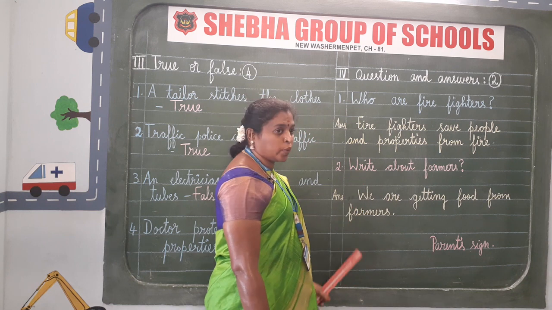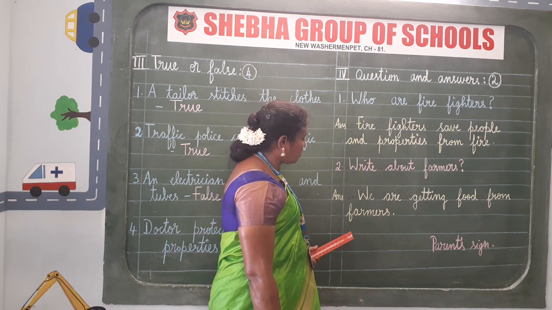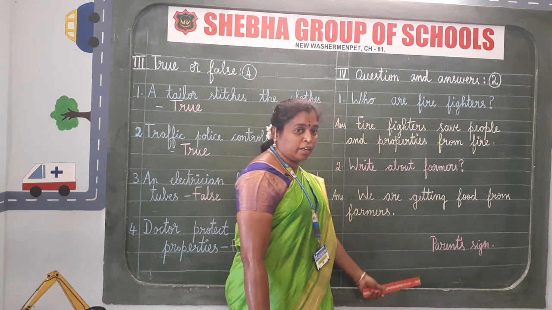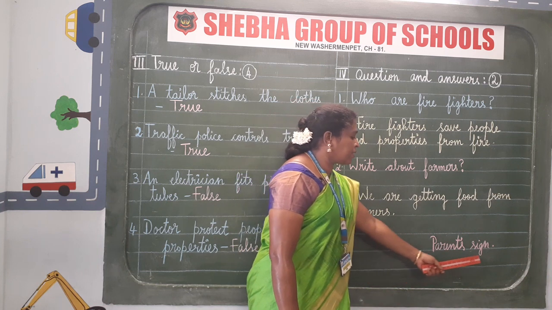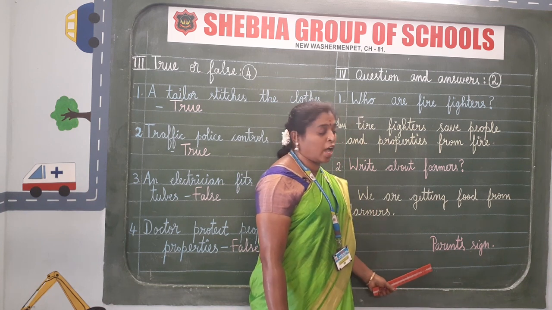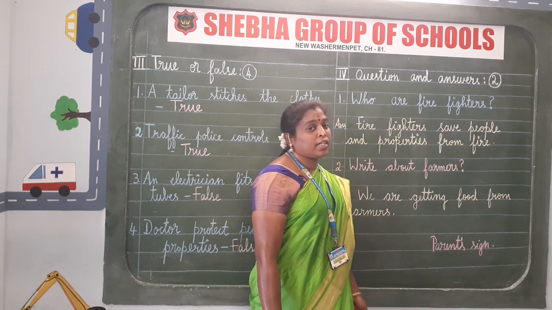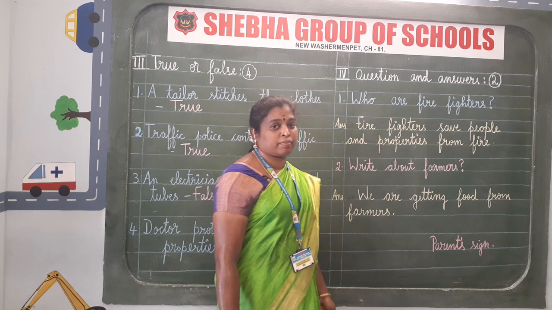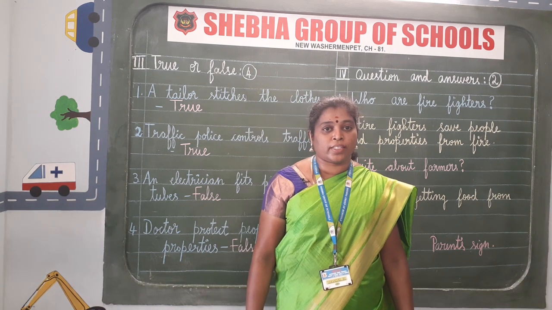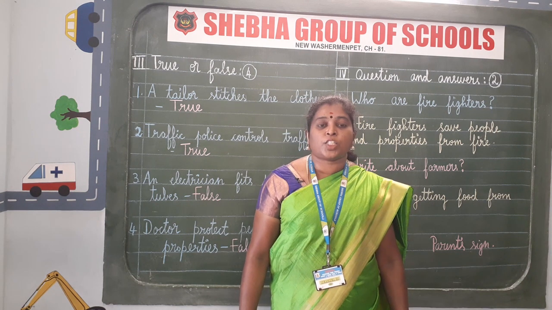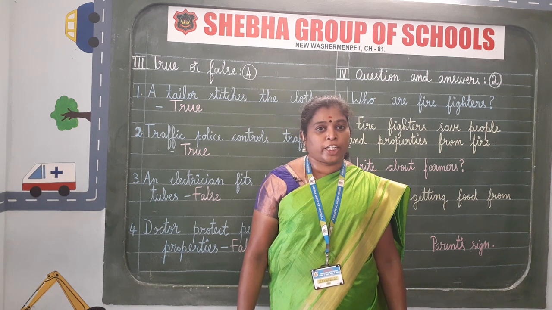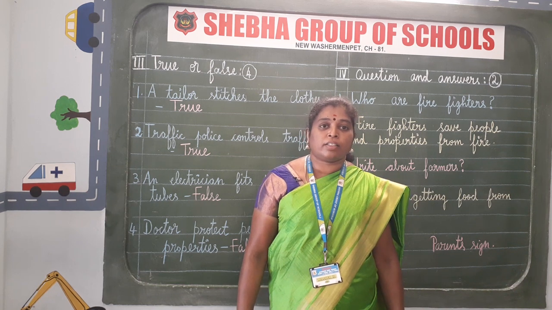After finishing the two question and answers, you have to draw a line and then put the parent sign. You have to get the parent sign from your parents after writing the classwork. Clear, students? My dear students, follow the instructions while writing the classwork. Sharpen your pencil, write neatly, keep finger space between each word. Okay, children, write the classwork on time and get the parent sign.